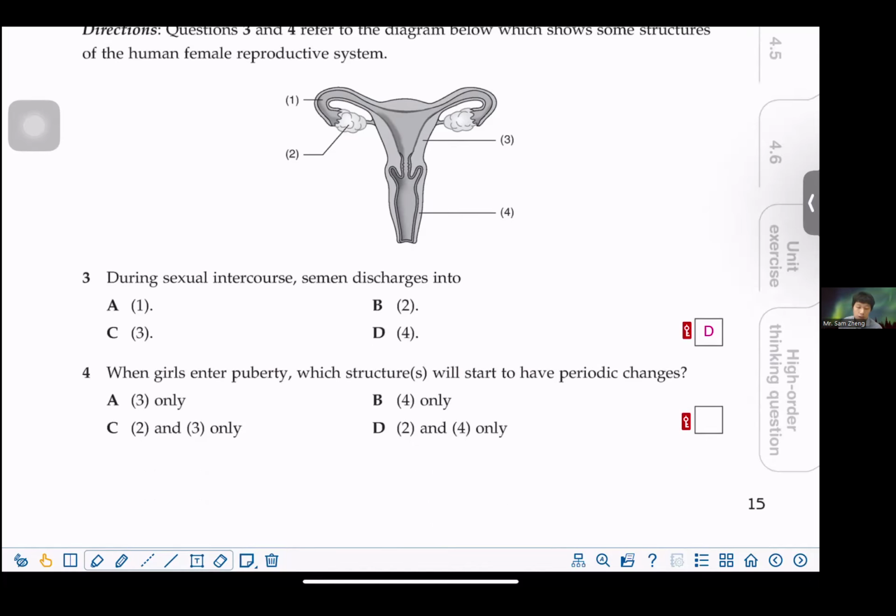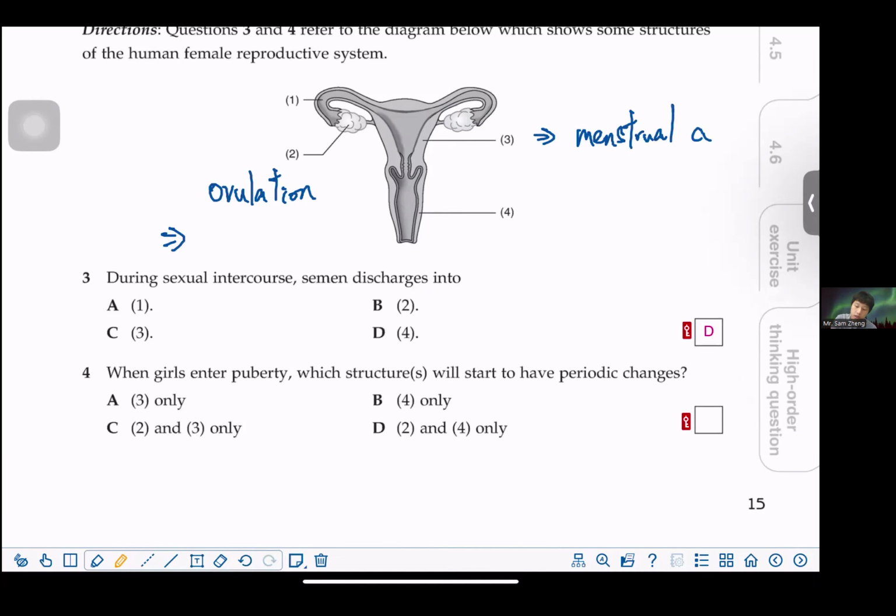Next, when girls enter puberty, which structures will start to have periodic changes? Definitely it will be 2 and 3. Why 2 and 3? For 2, there will be what we call ovulation, in which there will be a release of ovum. And for 3, there will be entering what we call the menstrual cycle.